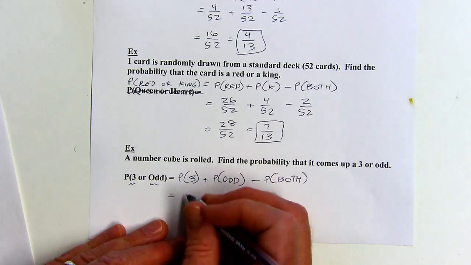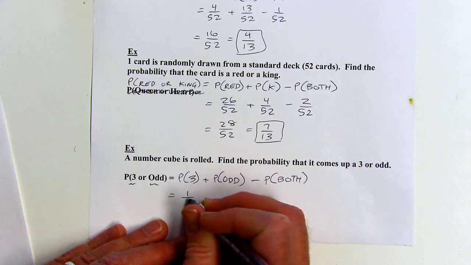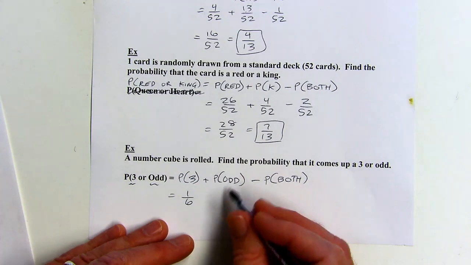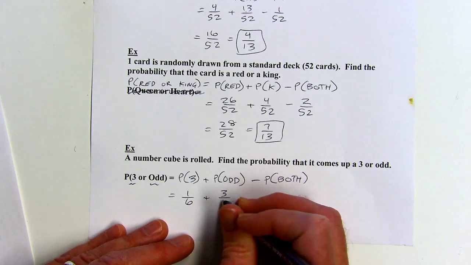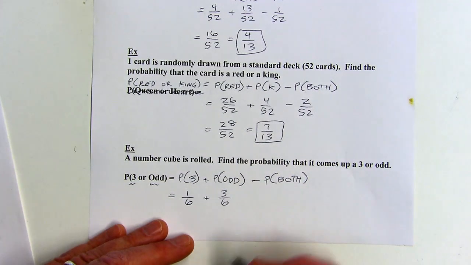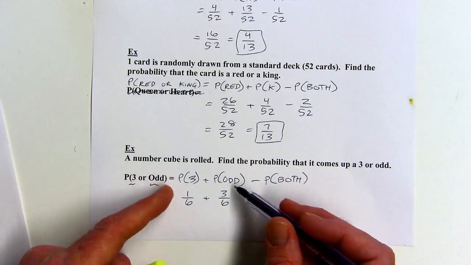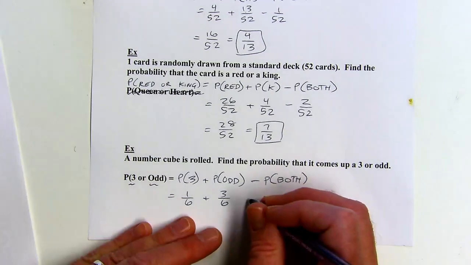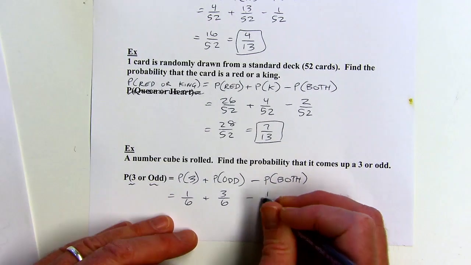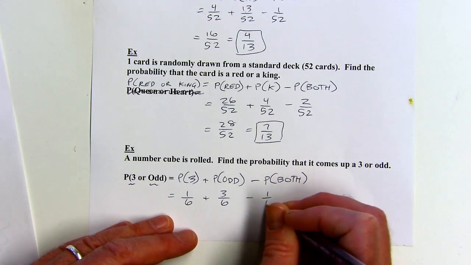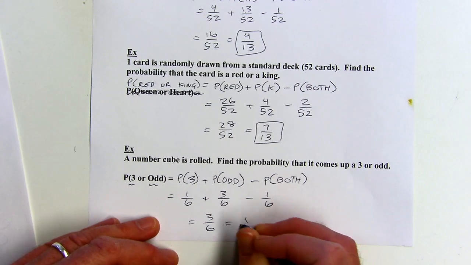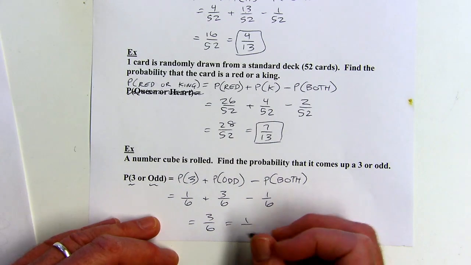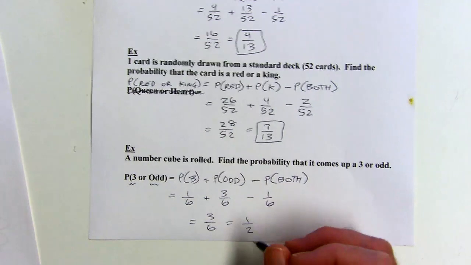So there's one number that is a 3 out of 6. The odds, there's 3 of them, 1, 3, and 5, right? 3 out of the 6 things you can roll are odd. And then I'm thinking, how many things are 3 or odd? Well, one thing, right? So we don't want to double count the 3 because it's already an odd number. So then that's going to leave me with 3 out of 6. So the favorable outcomes here are 1, 3, and 5, which is half of the things that can happen.